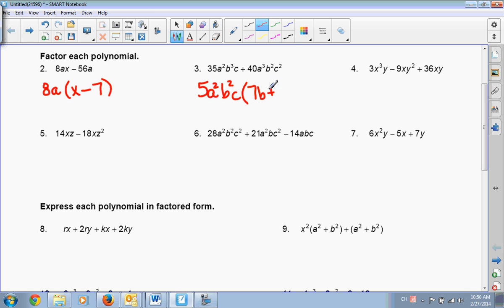Okay, 5 times what is 40? 8. Okay, we pulled out an A squared. Do we have any A's left? 1. We pulled out a B squared. Do we have any B's left? No. We pulled out a C. Do we have any C's left? Yes, 1.